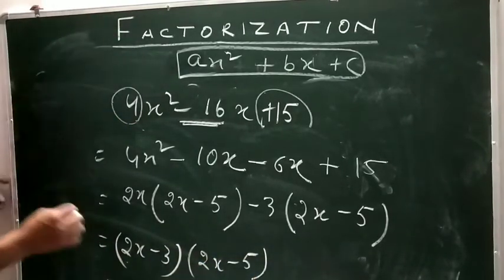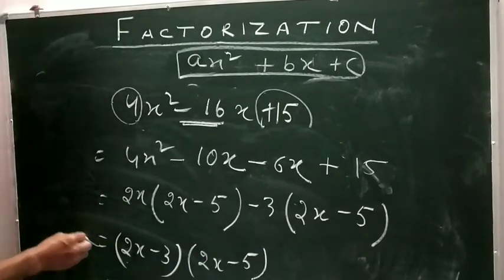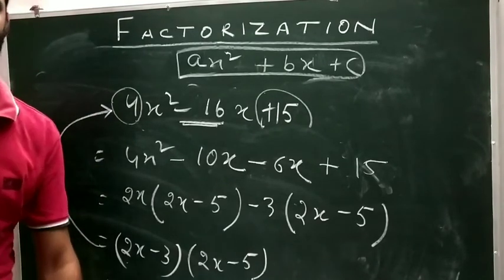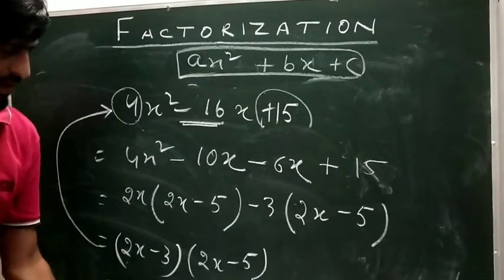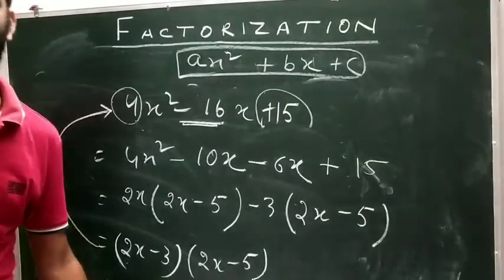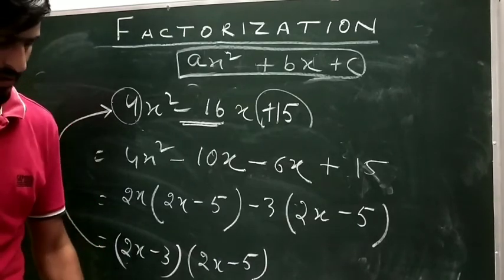So this is the product of two terms, 2x minus 3 and 2x minus 5, and this is the factorization. So this is all about the factorization, friends. I will give you some more questions of factorization from our book. You try to solve them. If there is any problem, you ask me, I will clear your doubt.